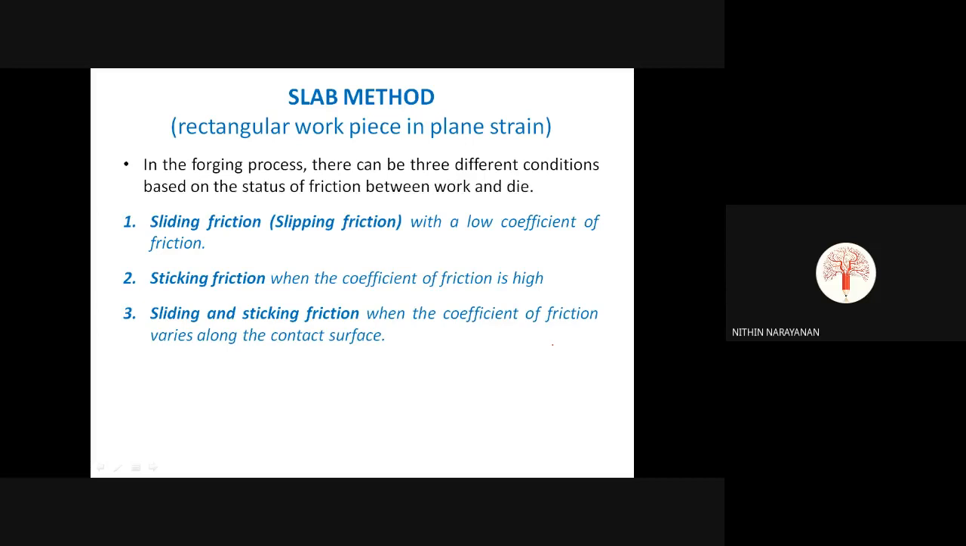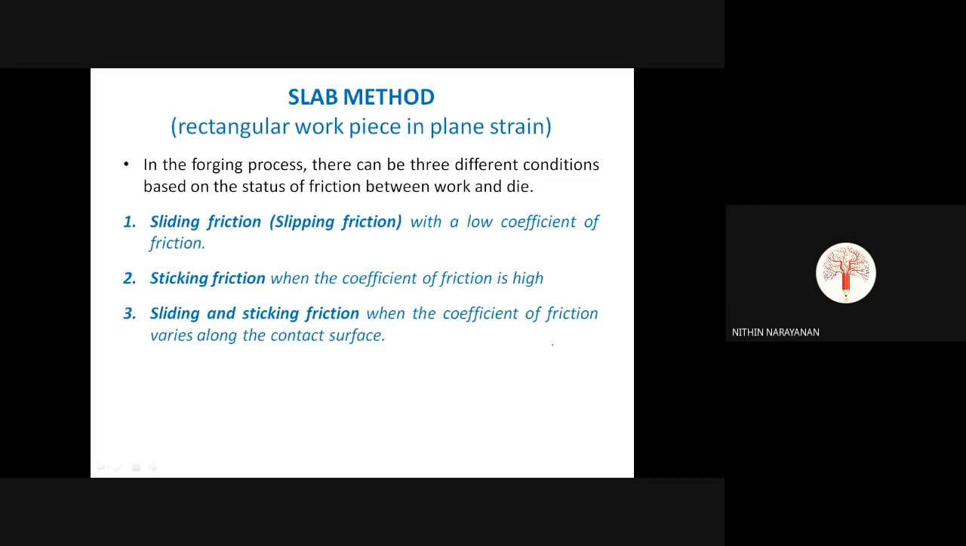So in the forging process there can be 3 different conditions based on the status of friction between work and die. Based on these 3 different conditions, this forging force or this forging pressure will be different. So what we are trying to do is find out the pressure required for the forging for these 3 different conditions. Also we will find out the average pressure. So the conditions are like this.